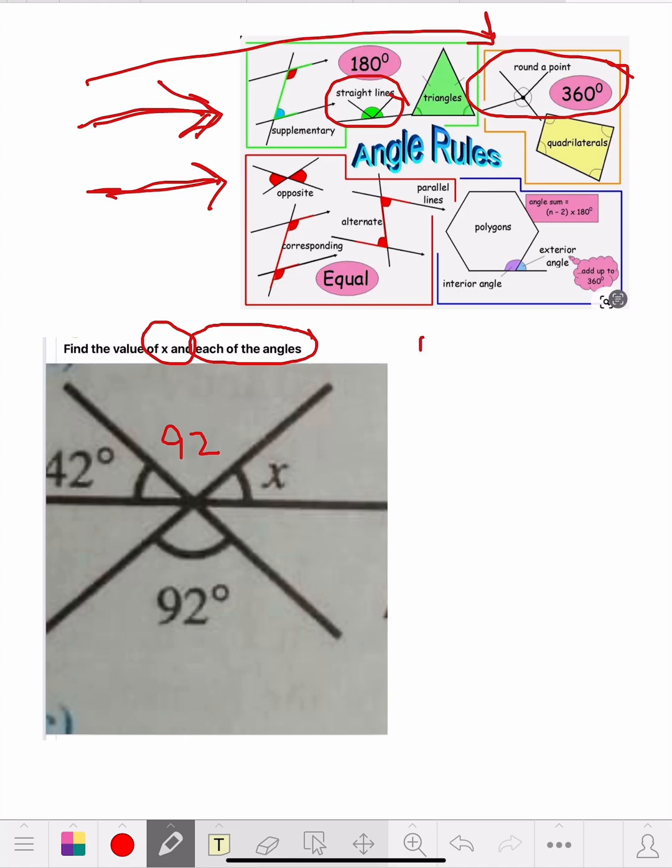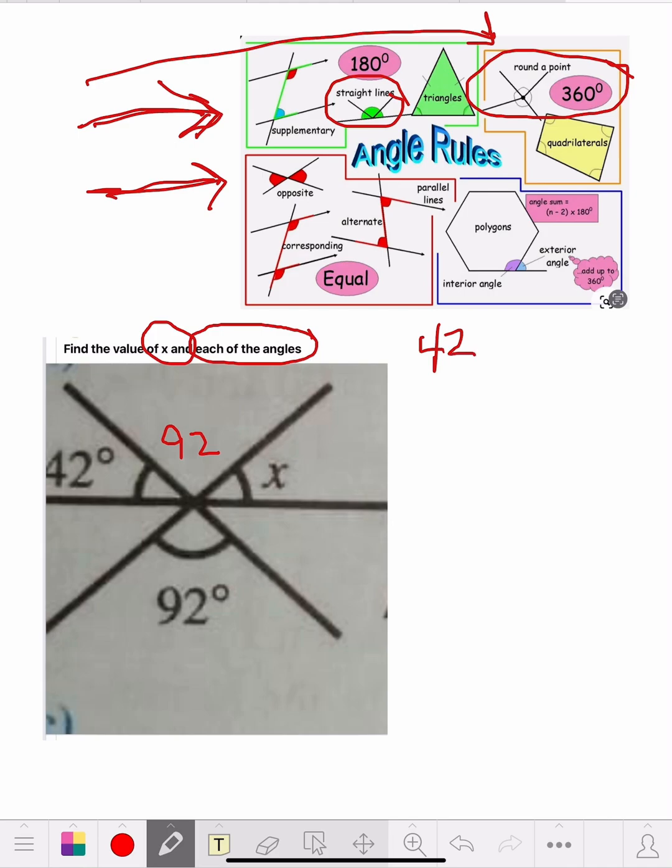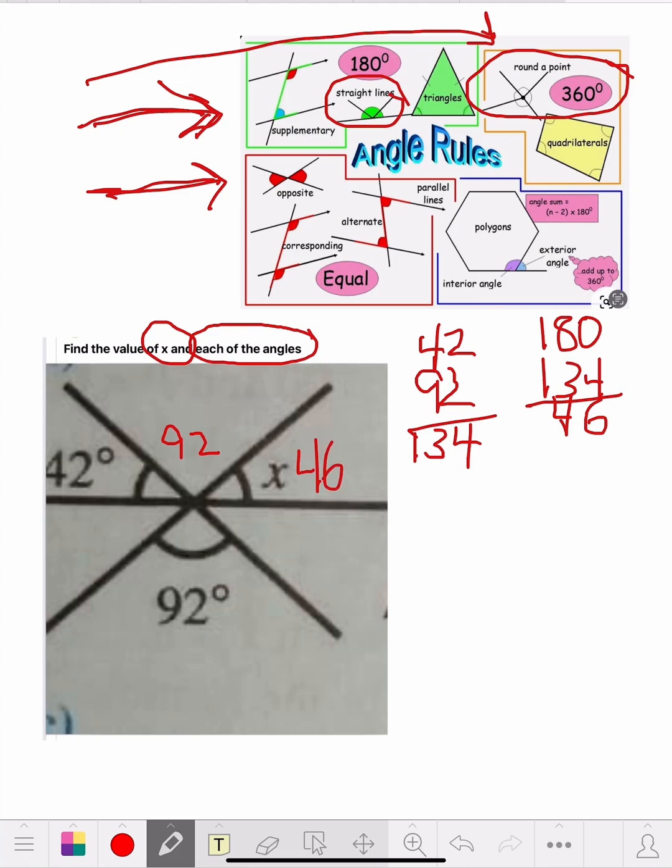So let's add 42, not 49, 42 and 92. What's that equal? We got a 4, we got a 13, 134. So we got 180 for the straight line, remember. 180 minus 134, we got a 6, 7, 46. So x is 46. X equals 46. So we can square this off right there.